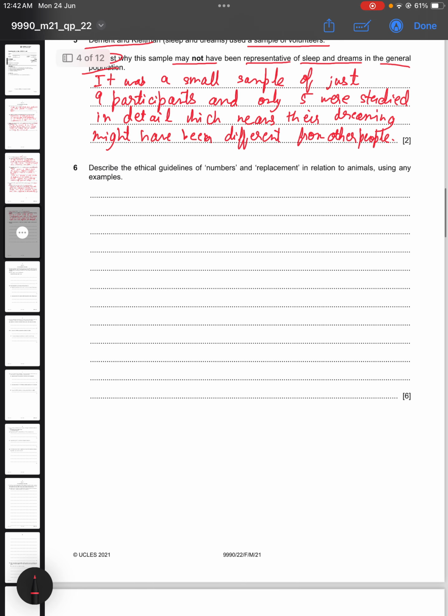Now question number 6 is, describe the ethical guidelines of numbers and replacement in relation to animals using any examples. So you have to use examples from the core studies which have used animals, such as Yamamoto et al., or Alex's study, the study by Pepperberg. So over here you first need to give a detailed definition, which should be up to 3 to 4 marks, of what is meant by the ethical guidelines of numbers and replacement, and the rest of the 2 marks will be for the examples. So for numbers, you can write a proper answer.